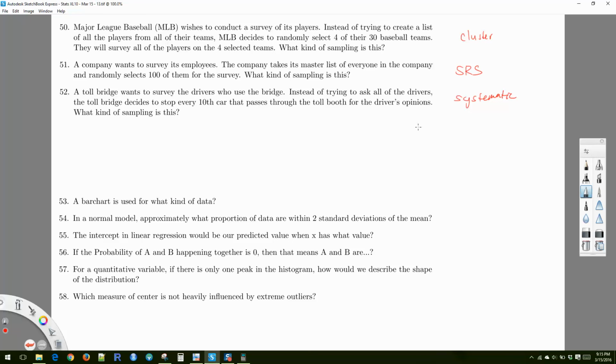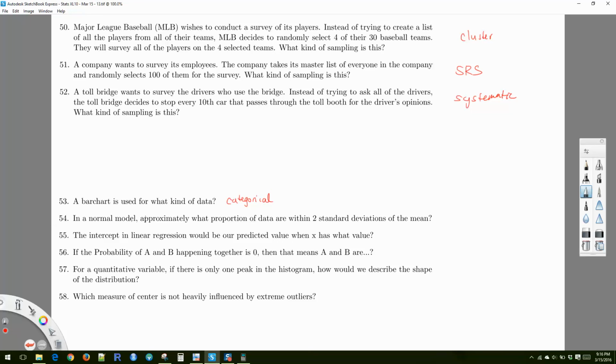Okay, a bar chart is used for what kind of data? A bar chart is for categorical data. Okay? I'm going to just say these out loud for you guys. Here, maybe I'll pause it.